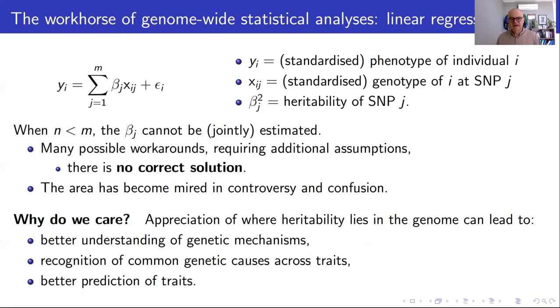As I've said, we can't estimate all these betas. Even nice, simple linear regression doesn't work because there are too many coefficients. It's the classic statistical problem of overfitting.